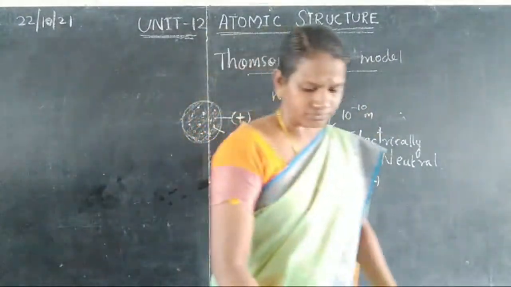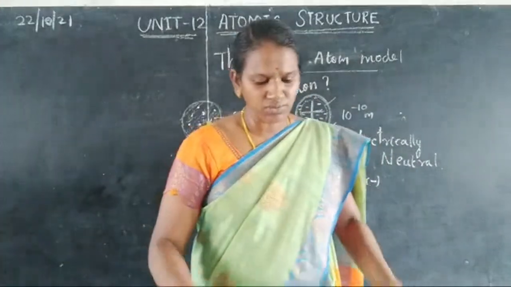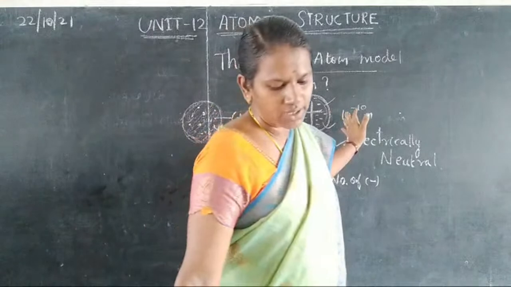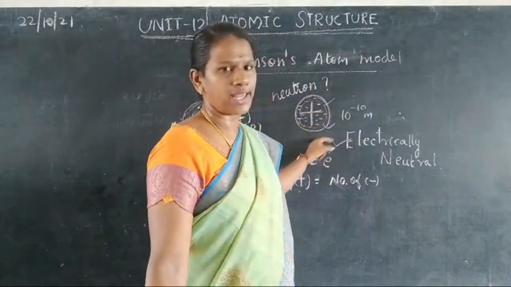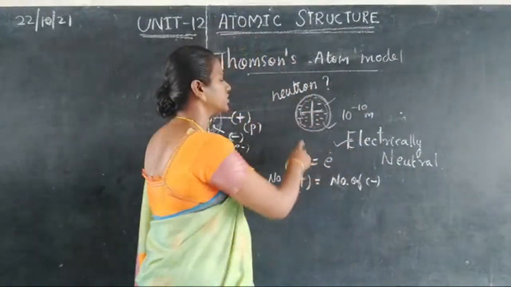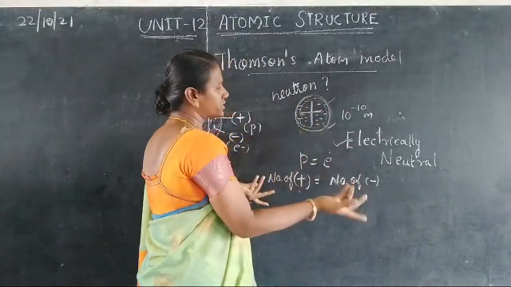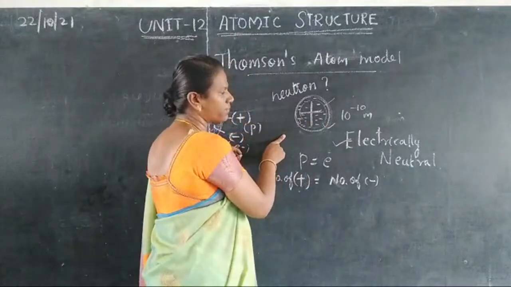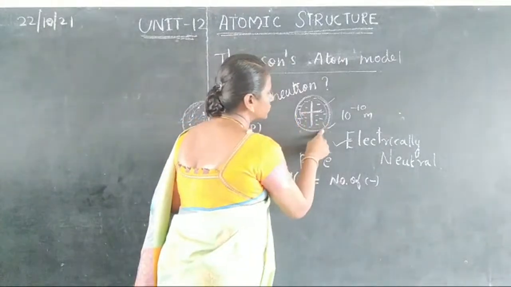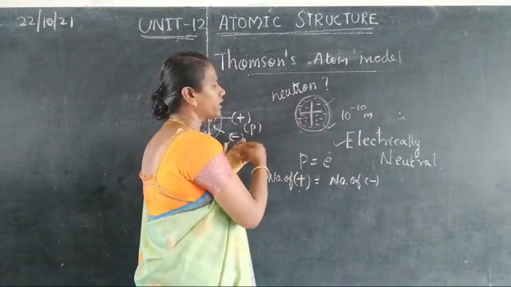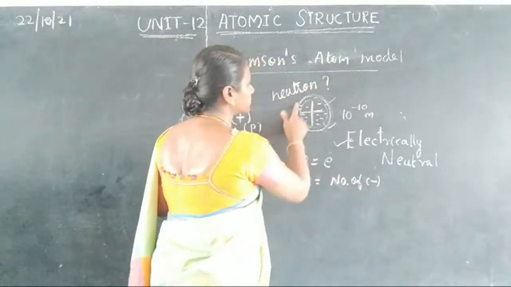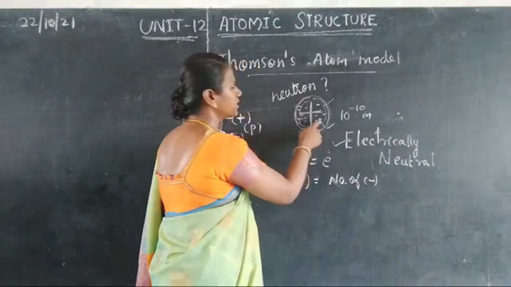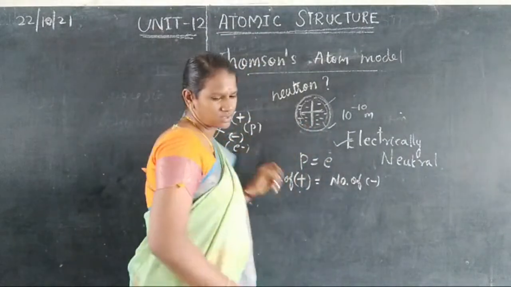Thomson's model failed to explain how the positively charged sphere is shielded from the negatively charged electrons, because the positive charge and electrons are attracted to each other. He couldn't explain how the positive charge shields itself from the electrons.